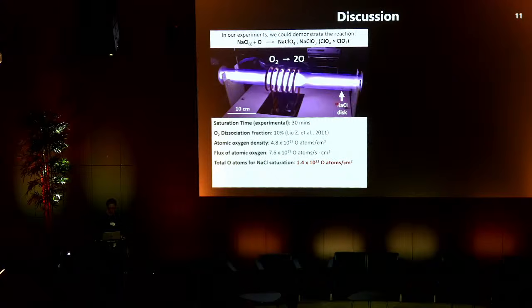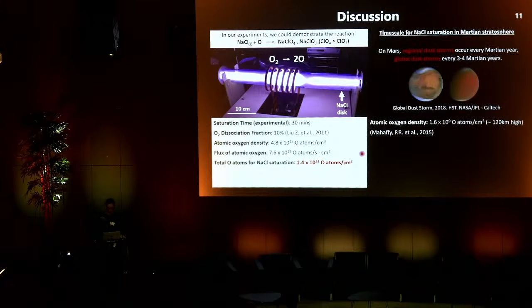In my experiment, I cannot calculate the dissociation fraction, but based on previous studies that use the same pressure, the same temperature, the same radio frequency power, I can estimate this dissociation to be 10%. And assuming 10% of dissociation, I can calculate the atomic oxygen density in my system, the flux of atomic oxygen in an area of my sample, and then knowing the time necessary for saturation, I can calculate the total number of atomic oxygen necessary for saturation.